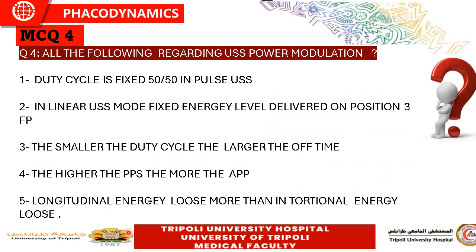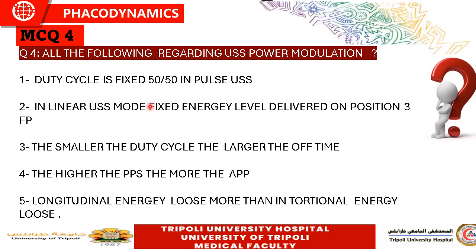The fourth question: all the following regarding the ultrasound power modulation, we have to choose the correct and the wrong answer for each statement. Now, the duty cycle is a fixed 50-50 duty cycle in pulse mode. This is true because we said that in traditional pulse, the duty cycle usually is 50-50. However, in the hyperpulse mode, there is variation of the duty cycle. It can be 20-80 or 70-30 like this.